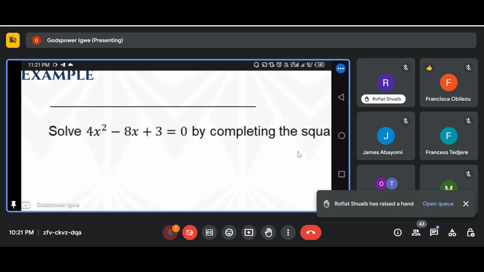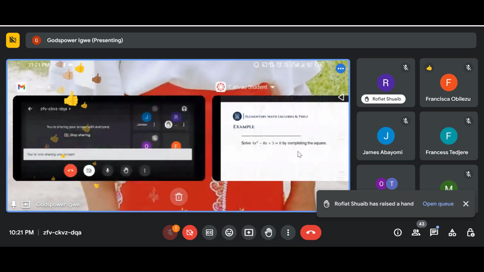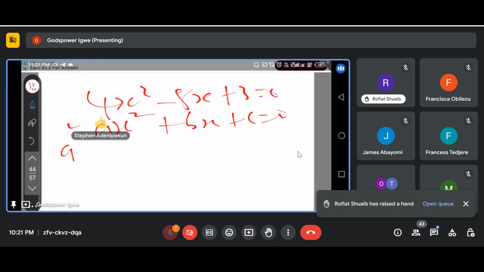Everybody can see my screen now, right? I need feedback. Can you see my screen now? Yes, I can.